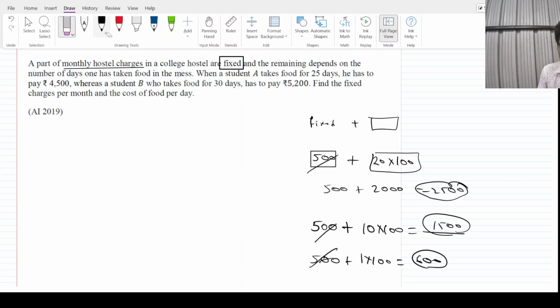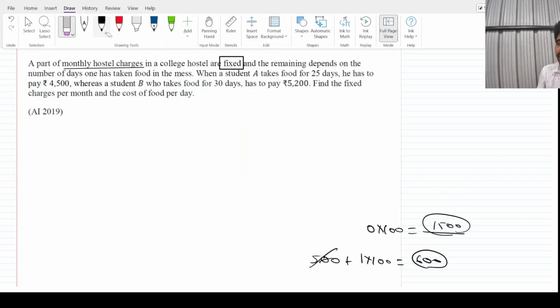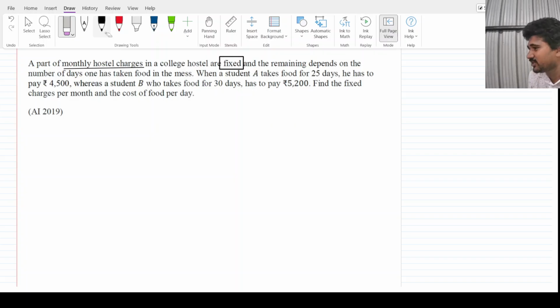Let's talk about this question that they mentioned. Sometimes it may be like the library question: for the first 3 days you have to pay this much, afterwards you have to pay this much each day. I can put my hostel in that way also. Let's see now. It depends upon the number of days one has taken food in the mess. When a student A takes food for 20 days. So you write this question as: fixed charge is equal to X. It doesn't depend upon the number of days.